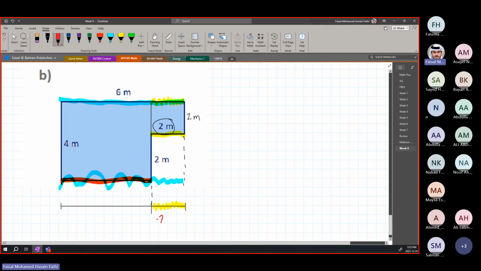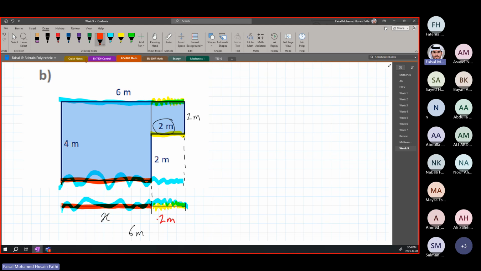Let's do it this way. This is equal to 2 meters. This is our X. We don't know what this side is; we're trying to find it. And we know that the total side is 6 meters. The total side over here, all of it, is blue, so it's equal to the 6 meters. And the X is red, which is the red part at the top that we're trying to find.